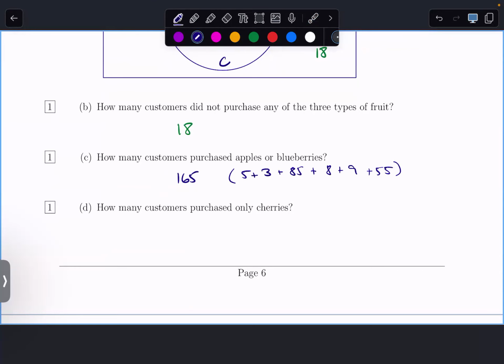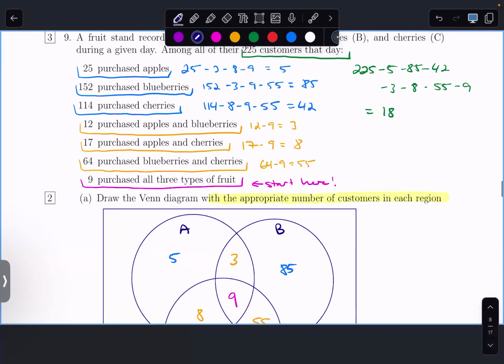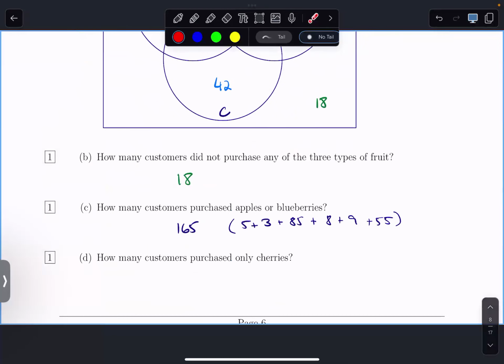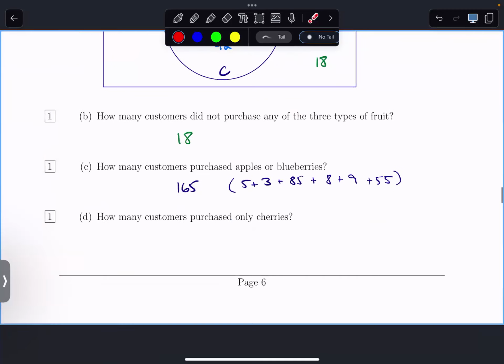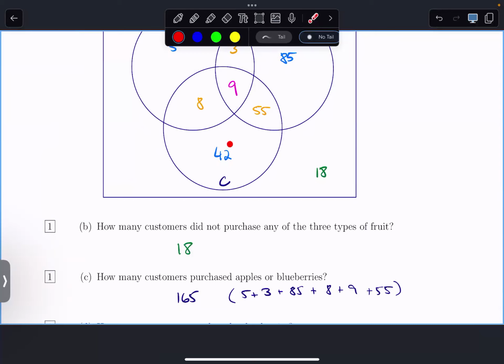Or if you prefer, you could add up the apples and the blueberries, the totals, and subtract the overlap. Doesn't really matter. I'm just looking for the number anyways. And then how many customers purchased only cherries? Again, it's just on your Venn diagram. So 42.